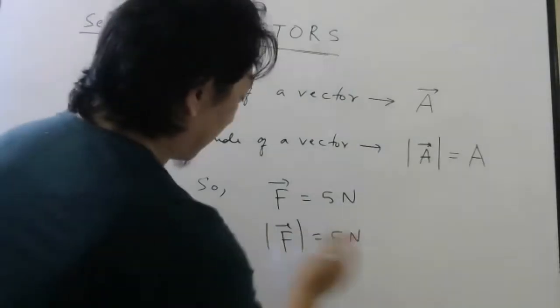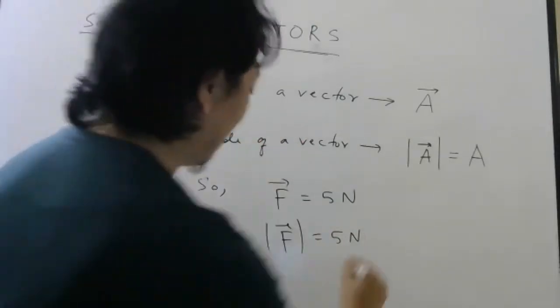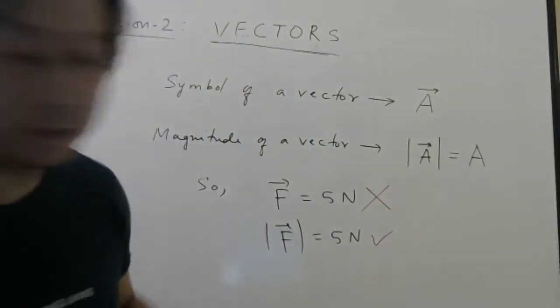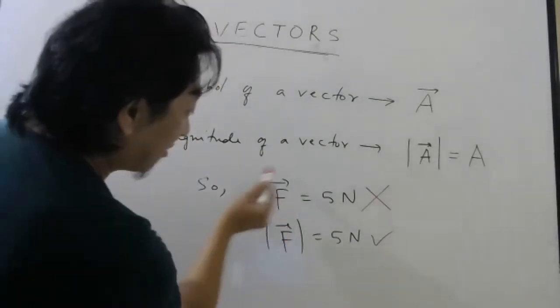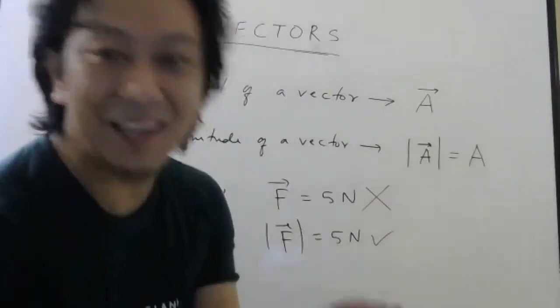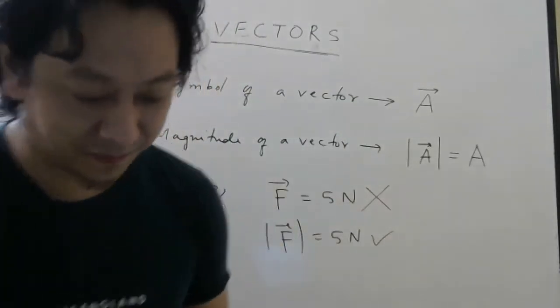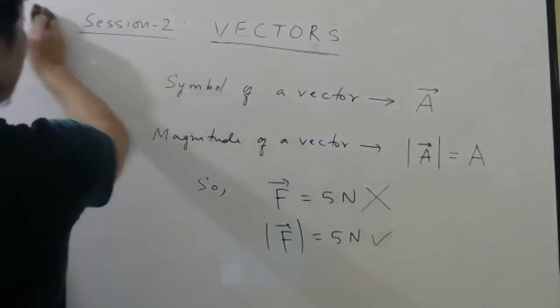This is magnitude. Remember I told you, magnitude can be a single number. So this is right. First one is completely wrong. Why? Just now I told you. On the left side, you are writing a vector. A vector should have magnitude and direction. This side is only magnitude. So that is not allowed. So please write down.